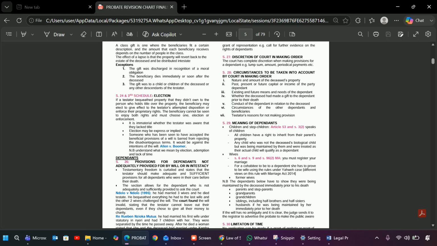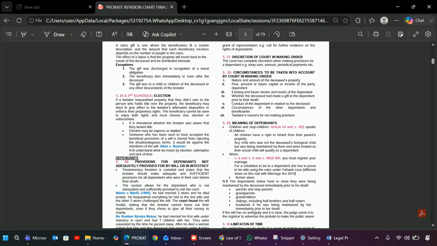They will look at the nature and amount of the deceased's property. They will look at the past, present, or future capital or income of the dependent. They will look at the existing and future means and needs of the dependent, whether the deceased had made a gift to the dependent prior to the death, what the conduct of the dependent is in relation to the deceased, what the circumstances of the other dependents and beneficiaries are, and what the testator's reasons are for not making the provision.